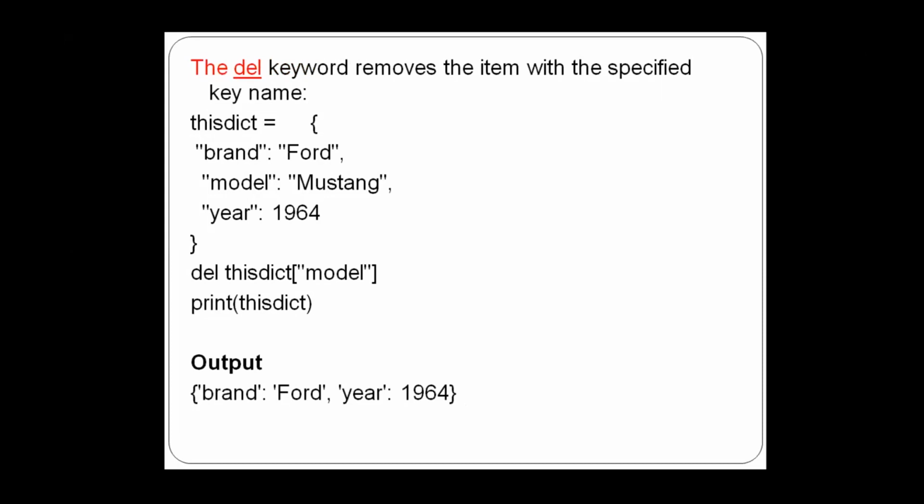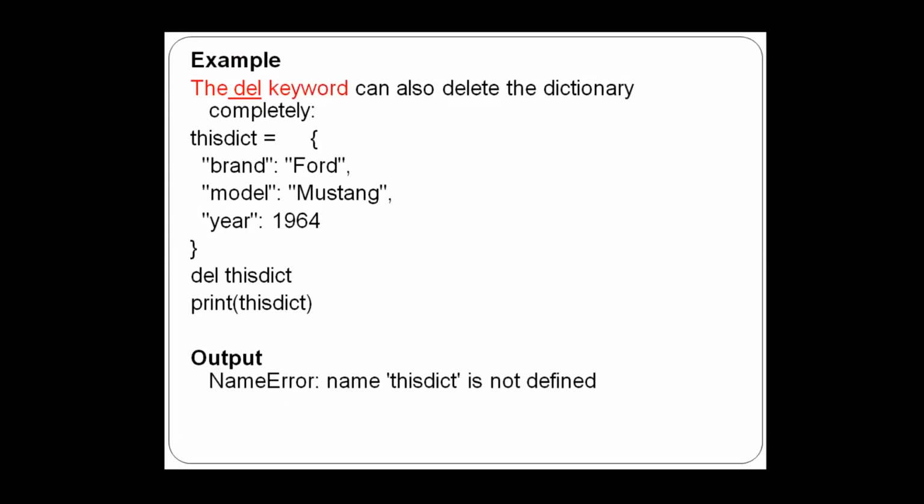And the del keyword is used to remove a particular element. This is very similar to pop. You can just give del and the model name, and the model name and the corresponding value will be removed from your dictionary.